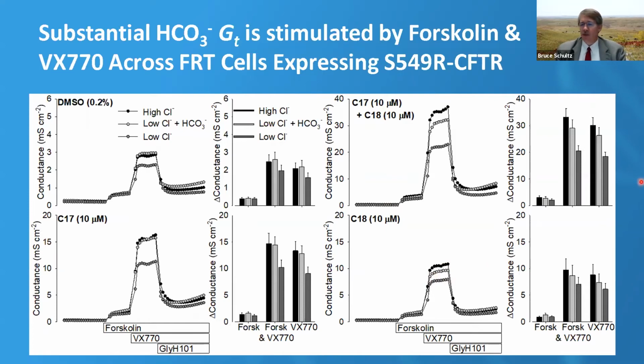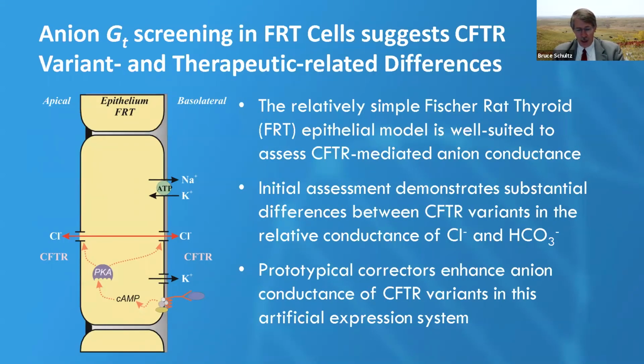So from these sets of experiments, a series of conclusions can be made. First of all, the relatively simple FRT epithelial cell model is very well suited to assess CFTR-mediated anion conductance and to assess the anion conductance of CF-associated variants. We demonstrated by using various chloride concentrations that we could measure the chloride conductance, and the transepithelial conductance was proportional to the permeant anion concentration.